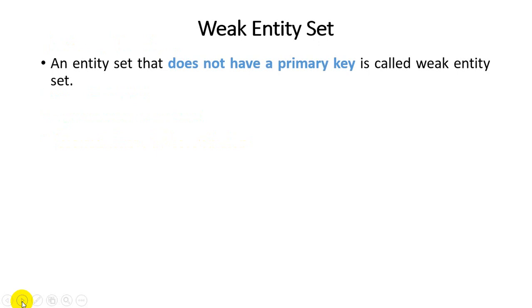An entity set that does not have a primary key is called a weak entity set. If you do not have knowledge about entities and entity sets, please refer to my video 1 on entity and entity sets of unit number 2. So an entity set that does not have a primary key is known as a weak entity set. As per the previous definitions, we have entities as well as entity relationships.